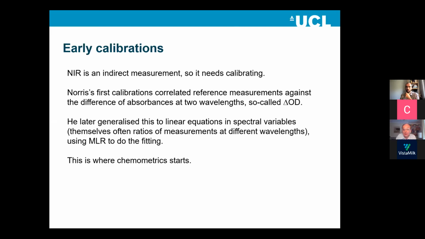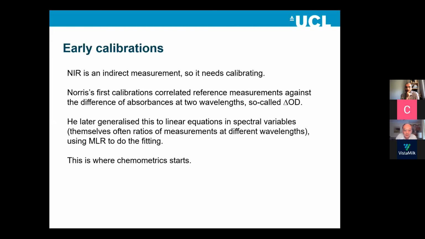It's sort of like, this is where the wheel got invented, and all the rest of chemometrics is just building more and more fancy vehicles using those wheels. It's the crucial step. It's the step of realizing that you can get perfectly good quantitative calibrations out of NIR, despite the fact that the spectra look horrible.